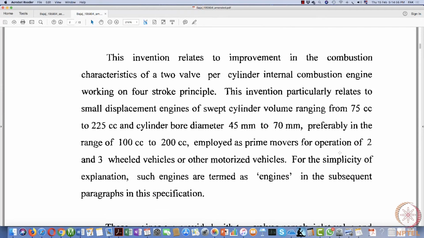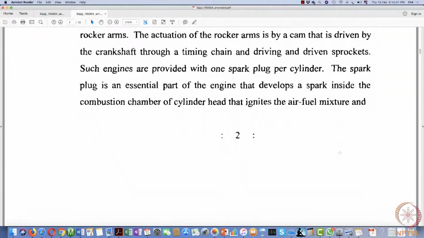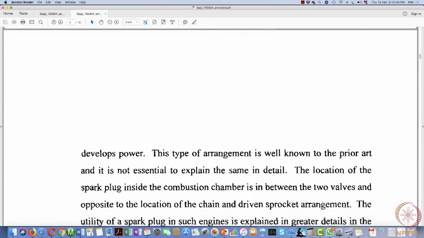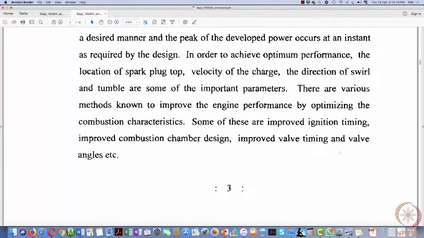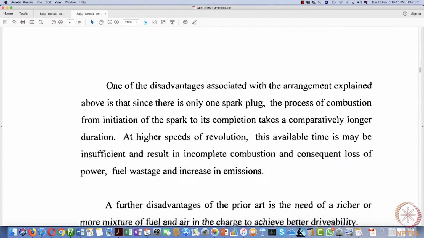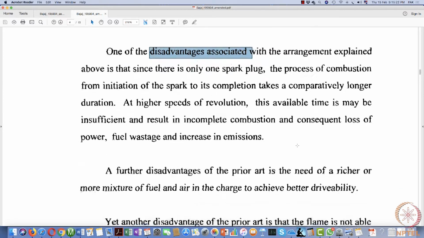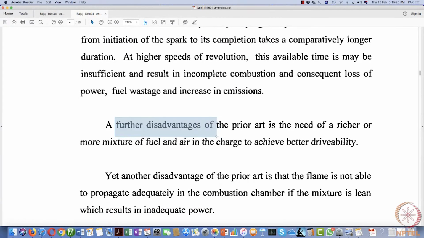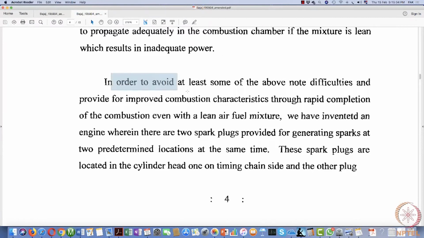Now, there is a description. Here you will see that this is an introductory statement. Then the art is described. In some patents you will find headings, but here it's a general description. And it talks about disadvantages associated with the arrangement. So it talks about a problem, and it talks about further disadvantages in the prior art, yet another disadvantage of the prior art. So it talks about difficulties, and it says in order to avoid these, so this is the pitch that we were telling you about.